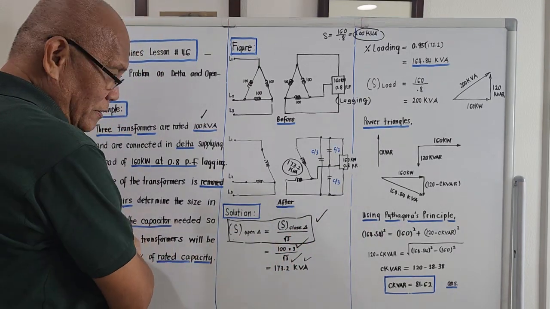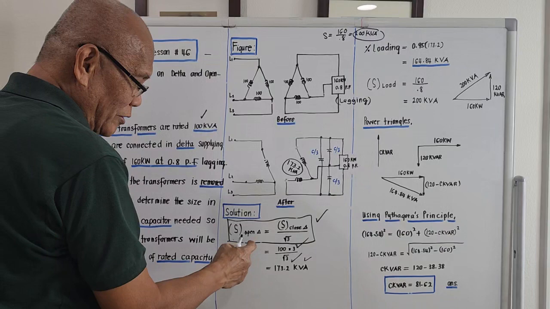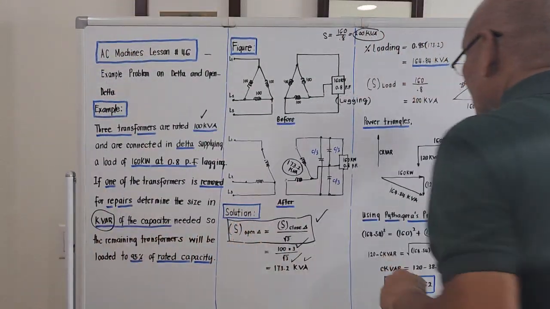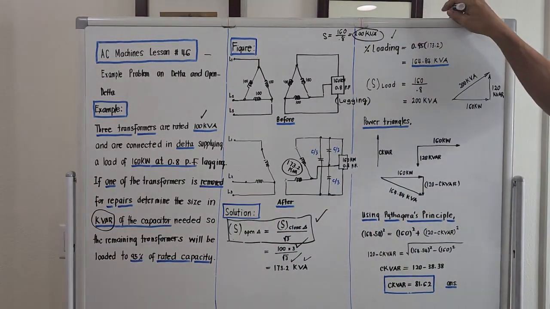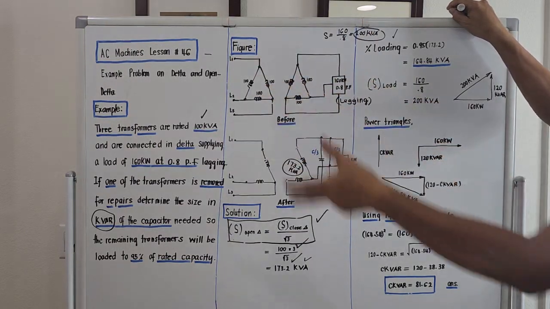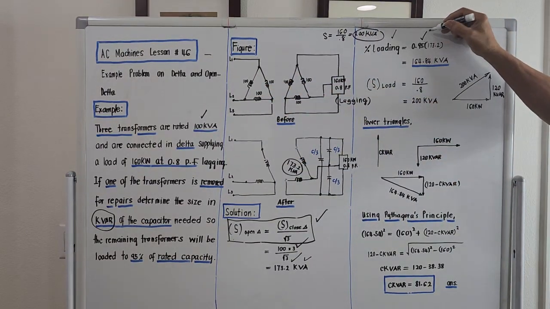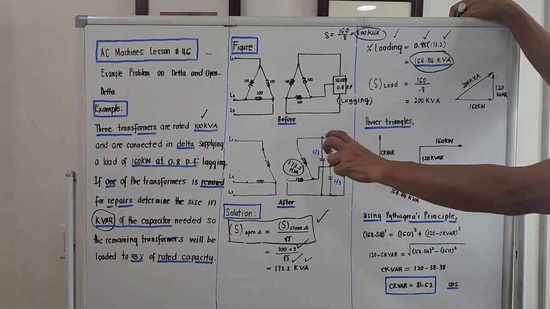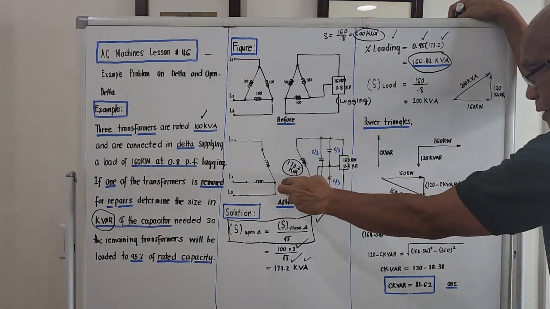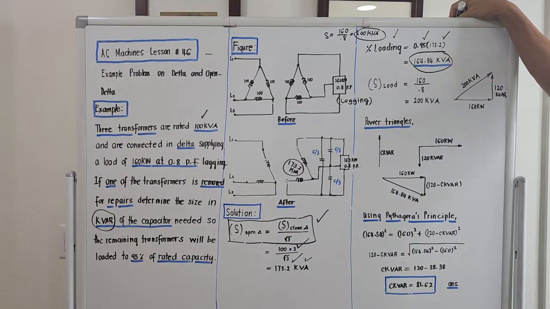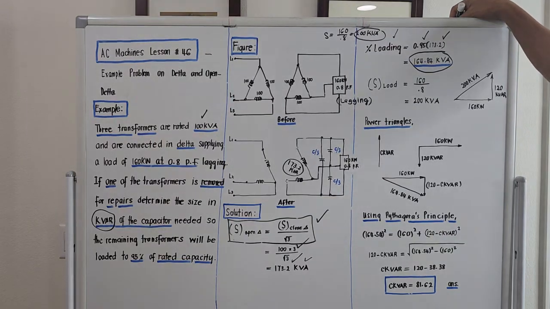What will be the kilobar needed to just load the open delta to 95%? If we bring out the percent loading according to the given problem, the open delta transformers will only be loaded to 95%, so it will simply be 0.95 times 173.2. So it will be loaded to 164.84 kVA. For these two windings, the problem says they should only carry this one here. Okay, let's bring out the kilobar of the capacitor needed.